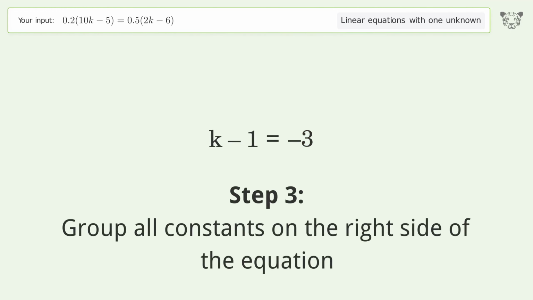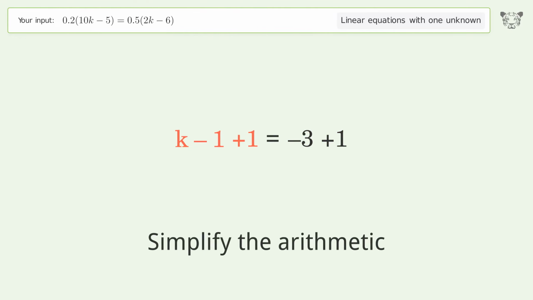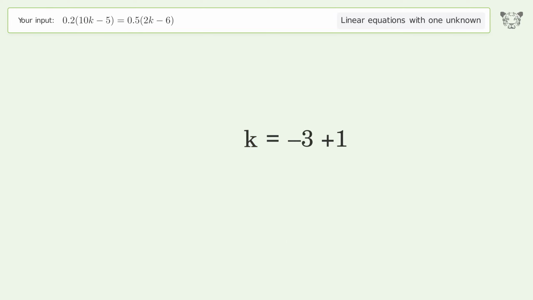Group all constants on the right side of the equation. Add 1 to both sides. Simplify the arithmetic. And so the final result is k equals -2.